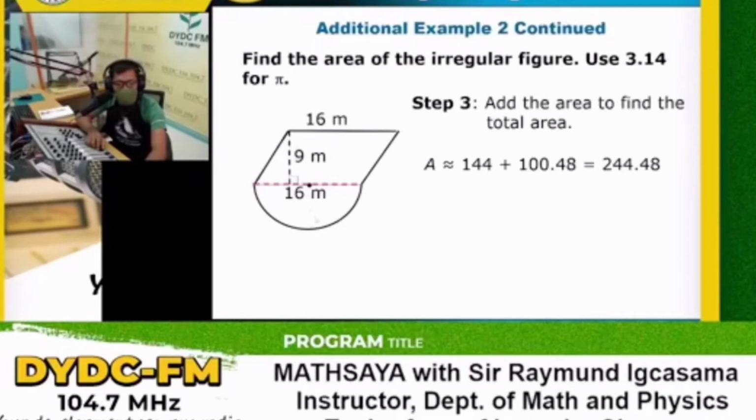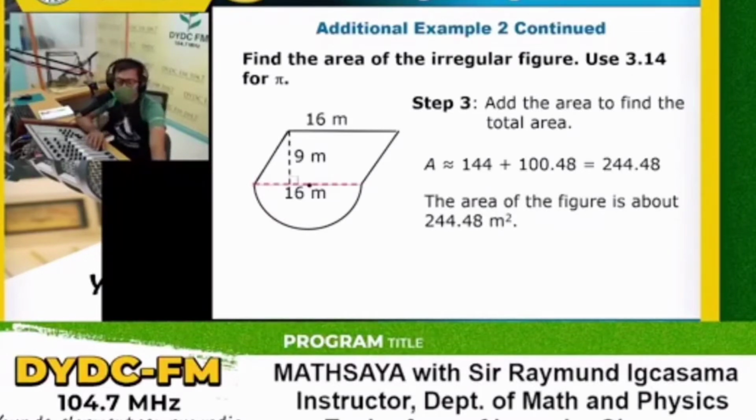Since you already have the area of these two figures, all you have to do now to find the area of this irregular figure as a whole is get the sum of the two areas. So that's 144 square meters plus 100.48 square meters. That's equal to 244.48 square meters. And therefore, that's the area of the irregular figure.